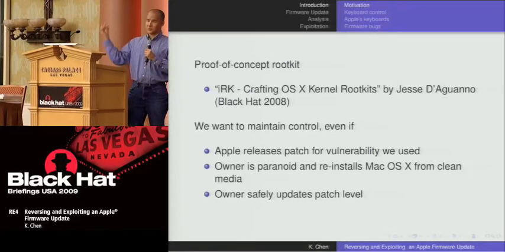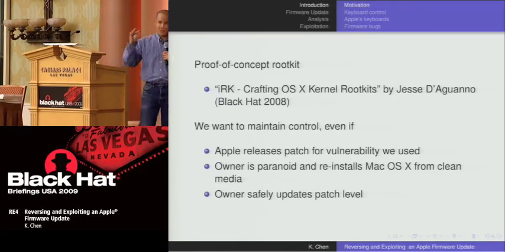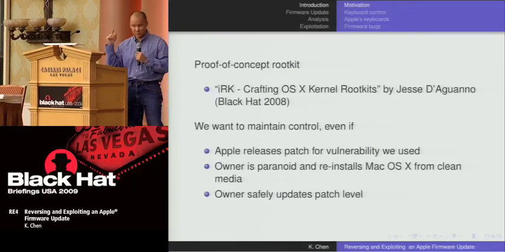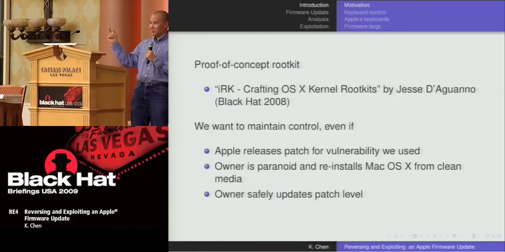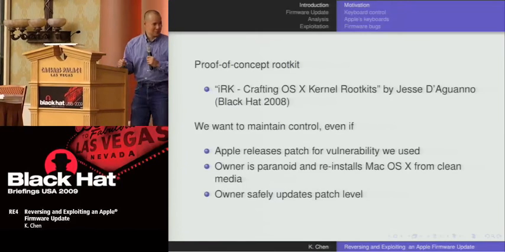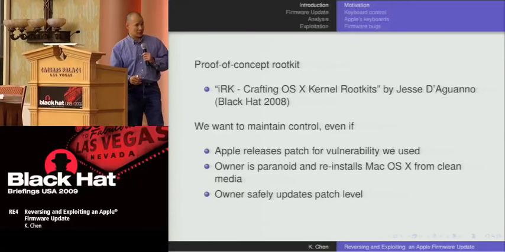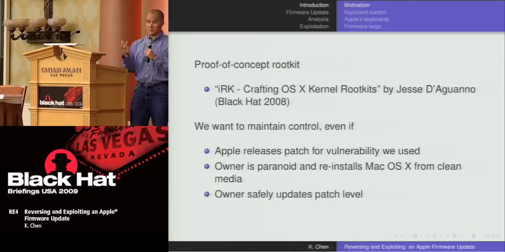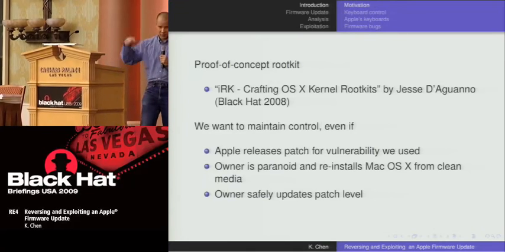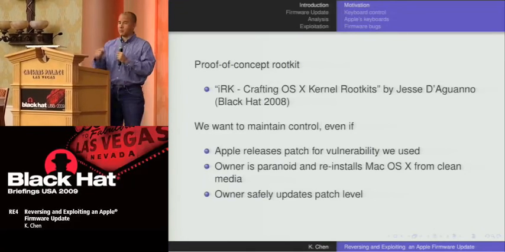So suppose we found some zero-day, we used it, and we took over somebody's box. Then somebody else discovers the same vulnerability, or Apple discovers it themselves, and they patch it. The owner hears about this bug and says, oh, maybe I got owned. It might have been, say, that recent Java vulnerability. So the owner is paranoid and reinstalls the operating system from the media that comes with the machine. And then they safely update the patch level.